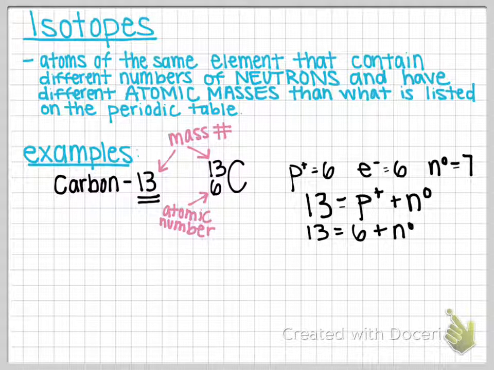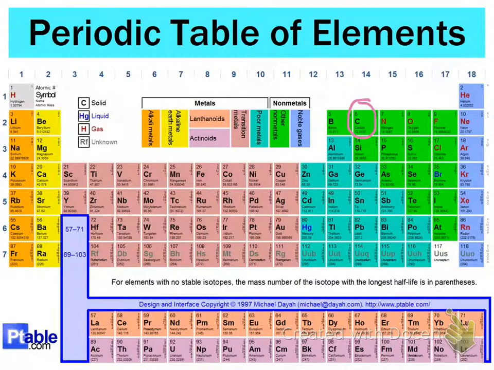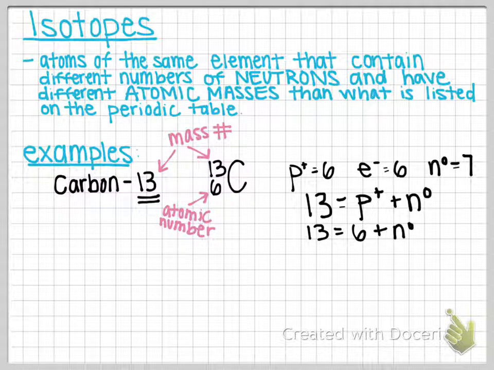Okay, so the mass number is going to be different than what you see on the periodic table. Again, if we look at carbon, it says that the mass is 12. And the isotope of carbon has a mass of 13, so it has a different number of neutrons. The number of protons doesn't change, the number of electrons doesn't change, just the number of neutrons. We'll do another example.